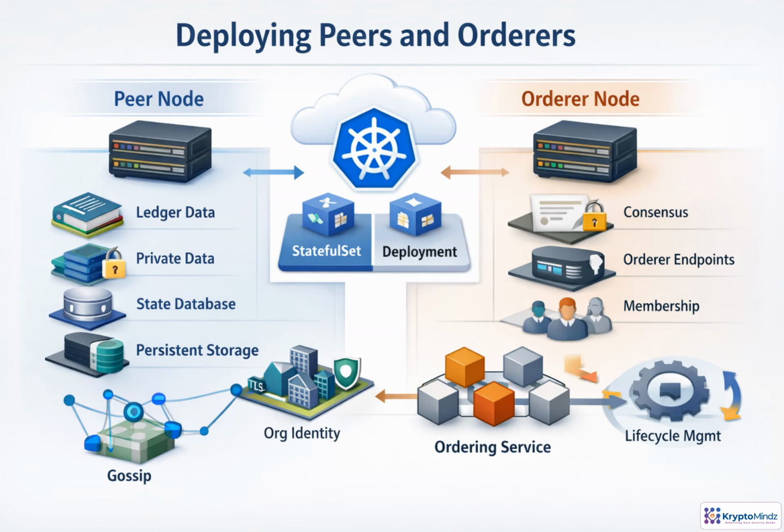Peers and orderers may look similar as Kubernetes workloads, but they have different operational needs. Peers must keep ledger data, private data, indexes, and state database content attached to the right identity. Orderers need stable TLS identity, reachable endpoints, and carefully controlled consensus membership changes. StatefulSets are often preferred when identity and storage must survive restarts. Deployments can work for simpler, more replaceable patterns. Add probes, resource requests, and anti-affinity so failures recover predictably.